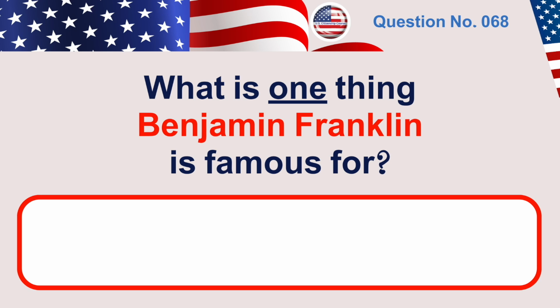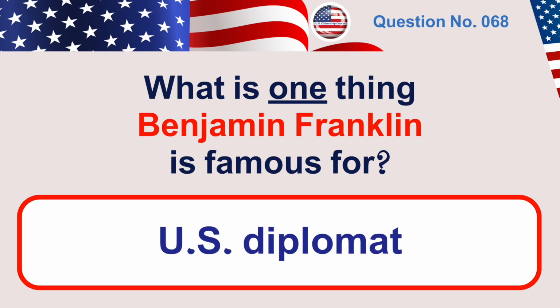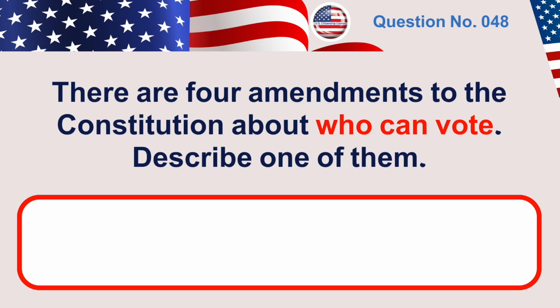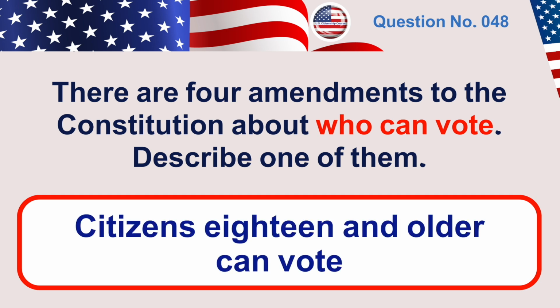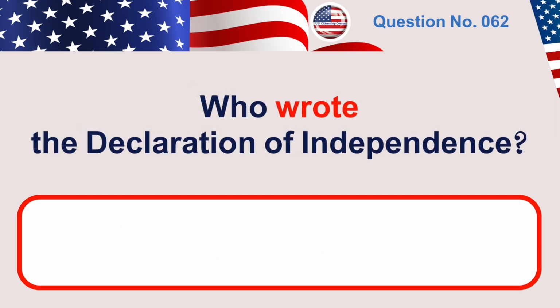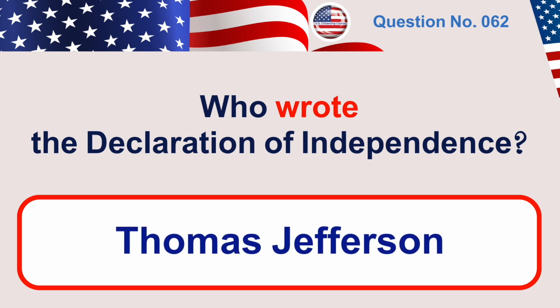What is one thing Benjamin Franklin is famous for? U.S. diplomat. There are 4 amendments to the Constitution about who can vote. Describe one of them. Citizens 18 and older can vote. Who wrote the Declaration of Independence? Thomas Jefferson.